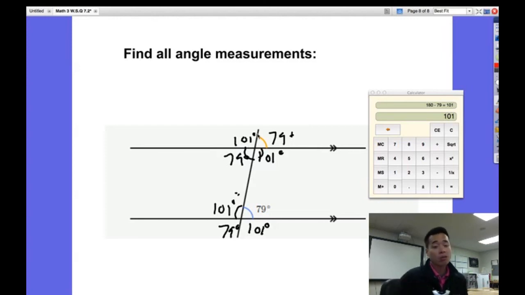So that's all I have for today for a transversal through parallel lines. Make sure you write down the examples and please rewatch it and get the definitions for sure. We'll go over it in class later.